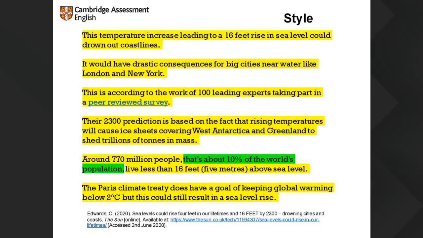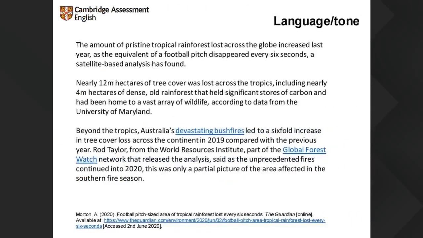So we've had a look at the style and the syntax, the commonalities across the different paragraphs here. We could also have a look at language and tone. So in The Guardian, Victoria, what did we highlight? We highlighted that the use of adjectives is maybe more academic and sophisticated. Yeah. So it's trying to offer unbiased information as well. Yeah, pristine tropical rainforests, held significant stores of carbon, a vast array of wildlife.